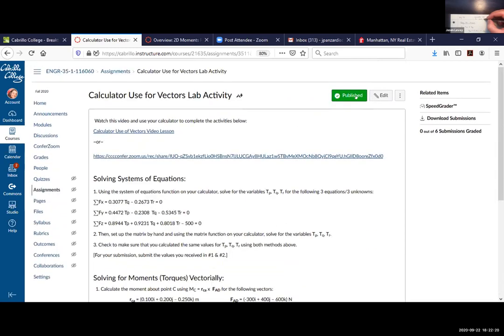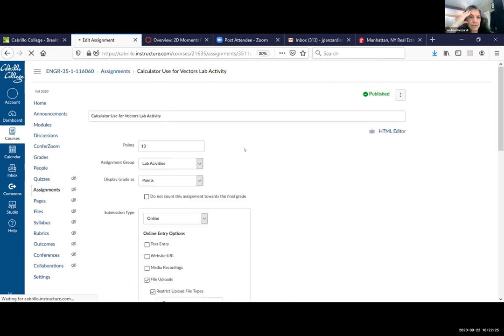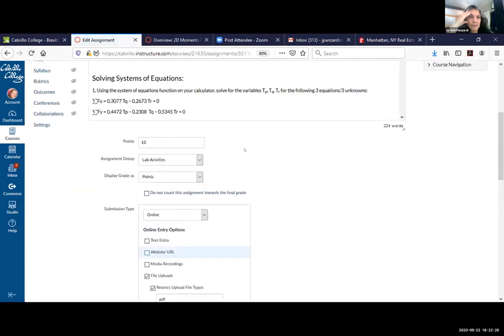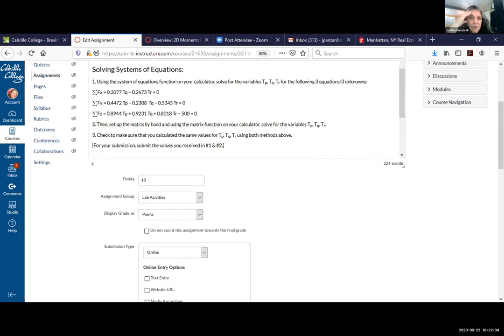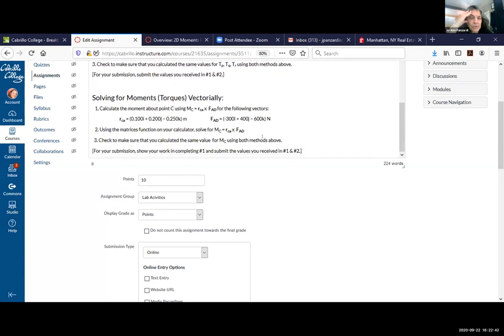Maybe I should say matrices function. Let's see what I wrote up above. Using systems of equations, set up the matrix by hand and, using the matrix, solve for this. Check to make sure that you calculated the same value using the matrix function on your calculator. I think I'm going to leave it like that. I don't think I'm going to put determinant, because determinant is just one of the matrix functions you're using. You first have to put the word determinant somewhere, right?